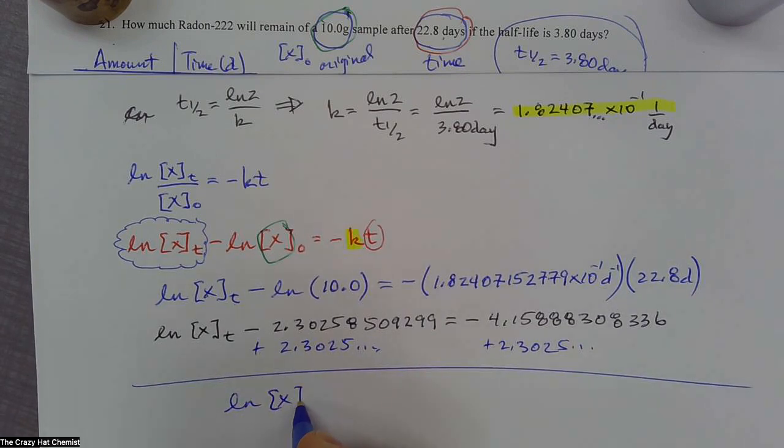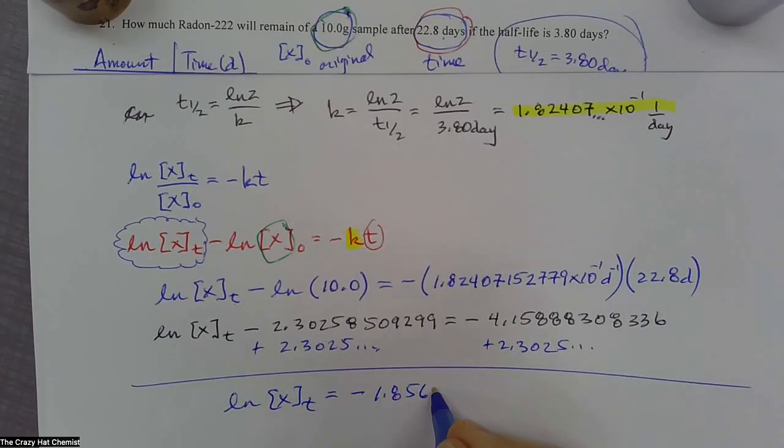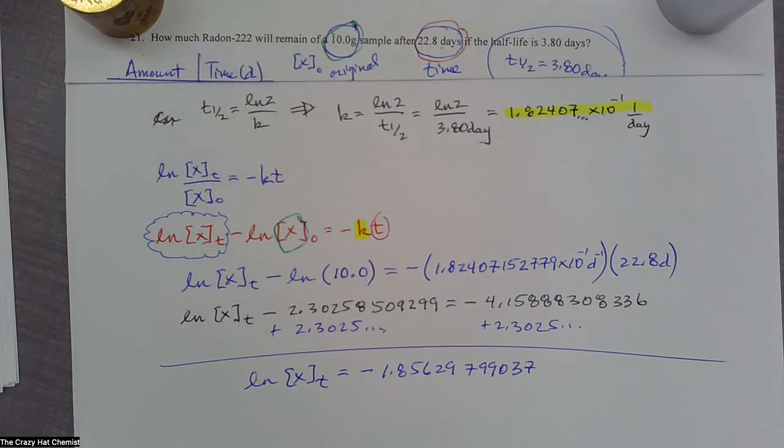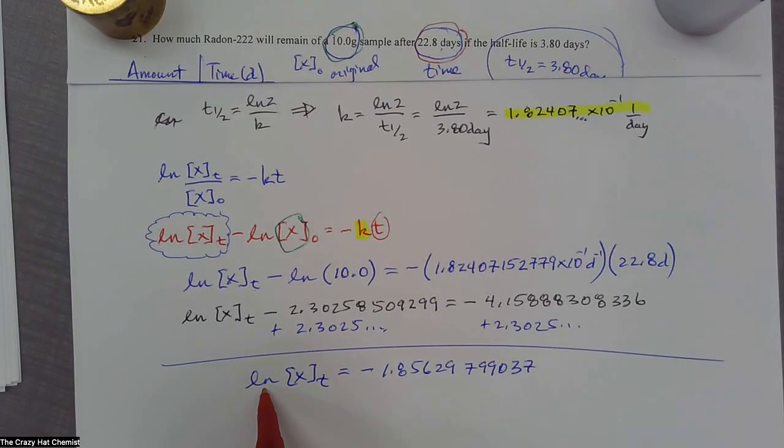Natural log of x sub t is equal to negative 1.856297999037. And zooming out just a little bit more, to solve for this we need to get rid of that natural log. So we're going to take e to that, and x sub t, this is going to be our answer, is 0.15624999, and there's a whole bunch of nines after that, right?